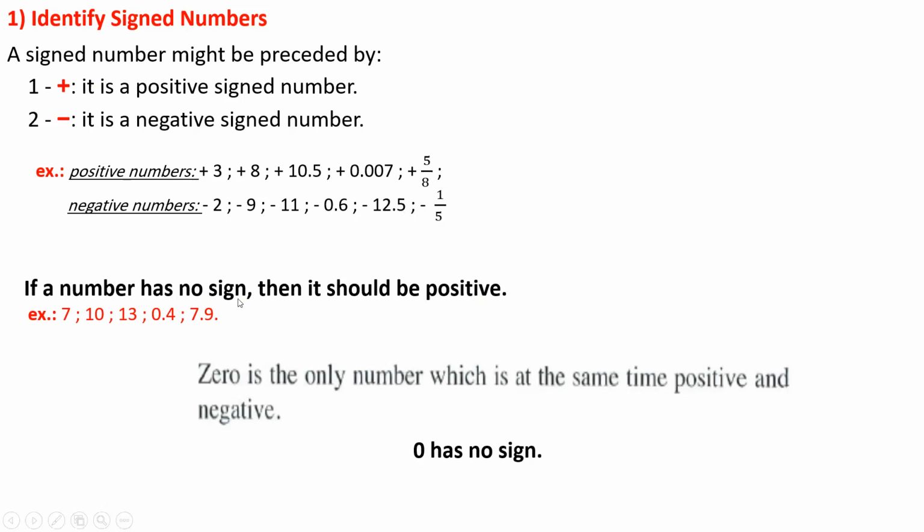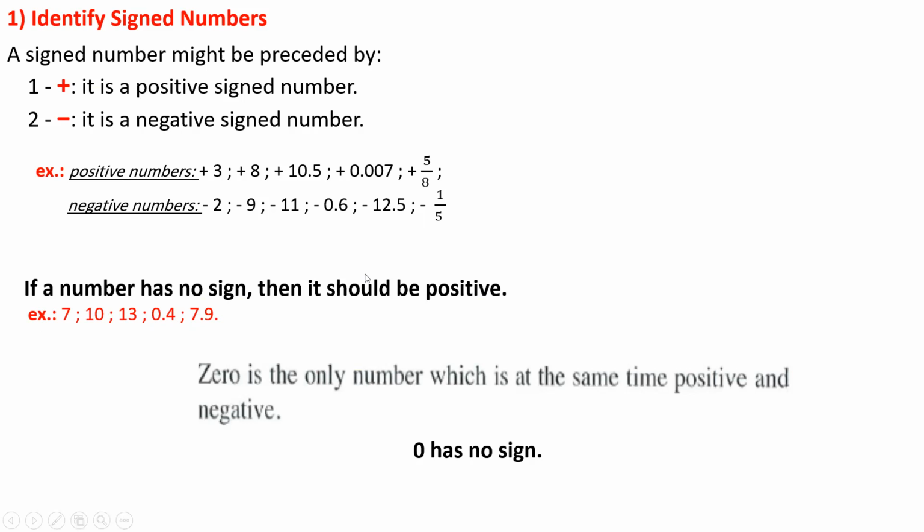If a number has no sign, then it should be positive. So only a positive number, we can write it without a sign, but the negative number should be written with a sign, with the minus. For example, if you see 7, this means plus 7. If you see 10, this means plus 10. 13 is plus 13, 0.4 is plus 0.4, etc.